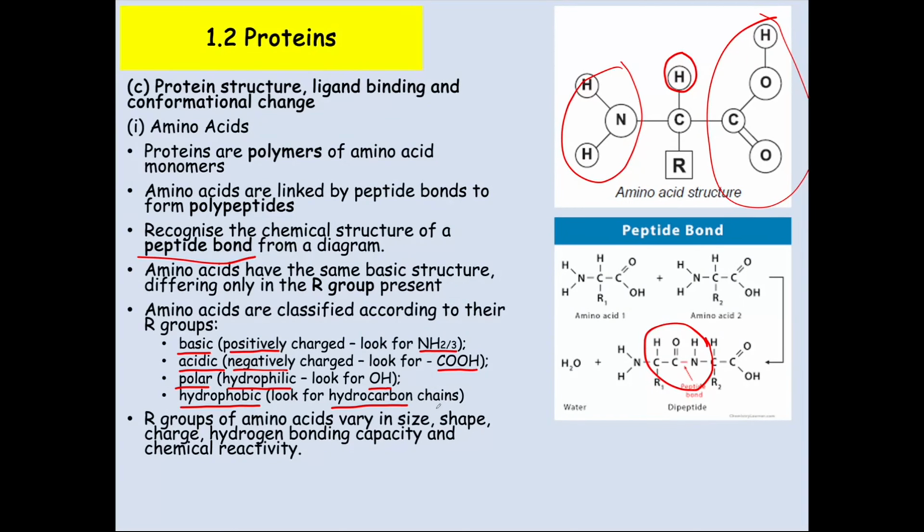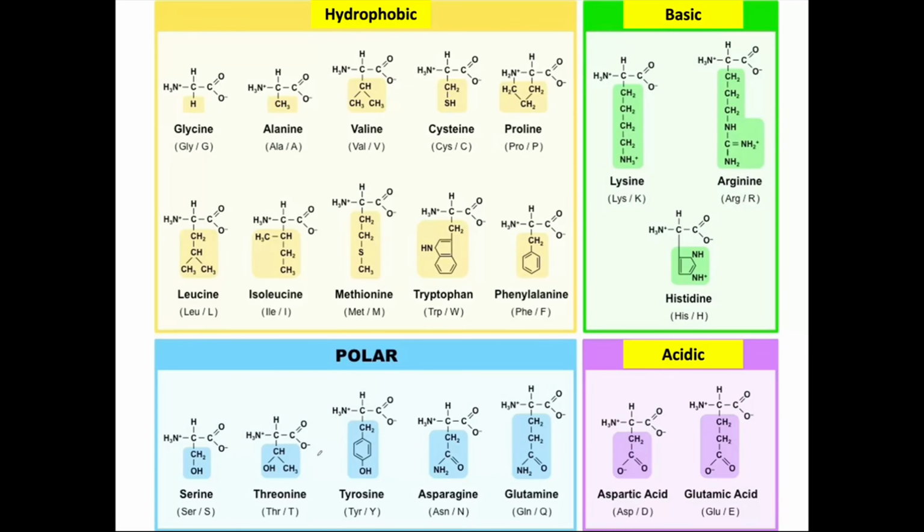The R groups of amino acids can vary in a number of ways: through size, shape, charge, hydrogen bonding capacity, and also chemical reactivity. We can tell that just by thinking about the variety of the R groups we have here. You can see the variation in charge and the likely variation in shape that comes from having a different arrangement of atoms in there, and hydrogen bonding capacity similarly, and chemical reactivity. Here are some examples of the various groups.